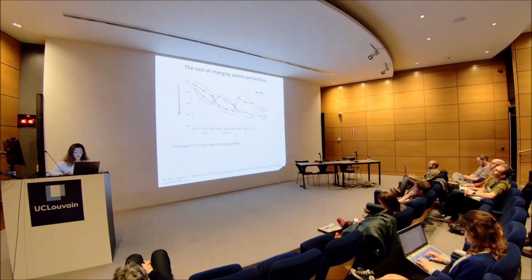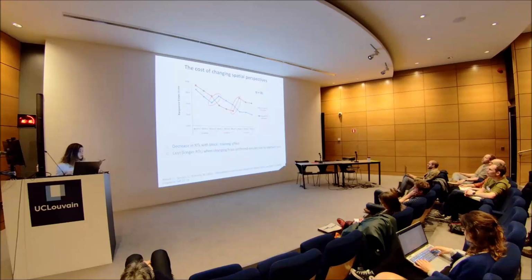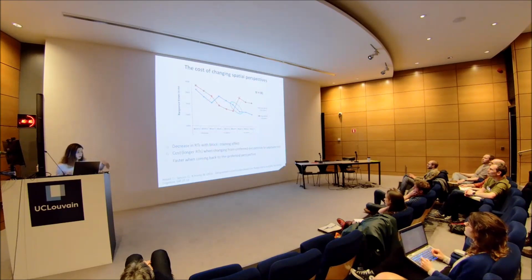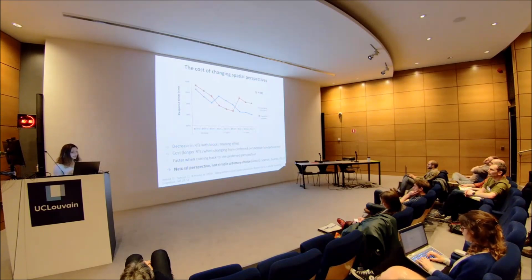The results first show a decrease in reaction times with block, a basic training effect. Second, there's a cost, longer reaction times when changing from the preferred perspective to the opposite one. And then participants are faster when coming back to the preferred perspective. So here you do not have a switch cost. From this, we inferred that the perspective that the participant chose in the first session is natural and not a simple arbitrary choice.